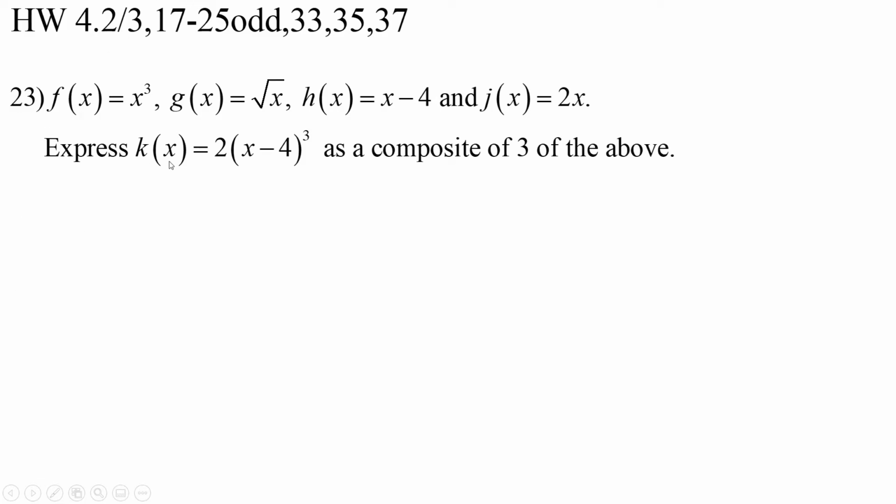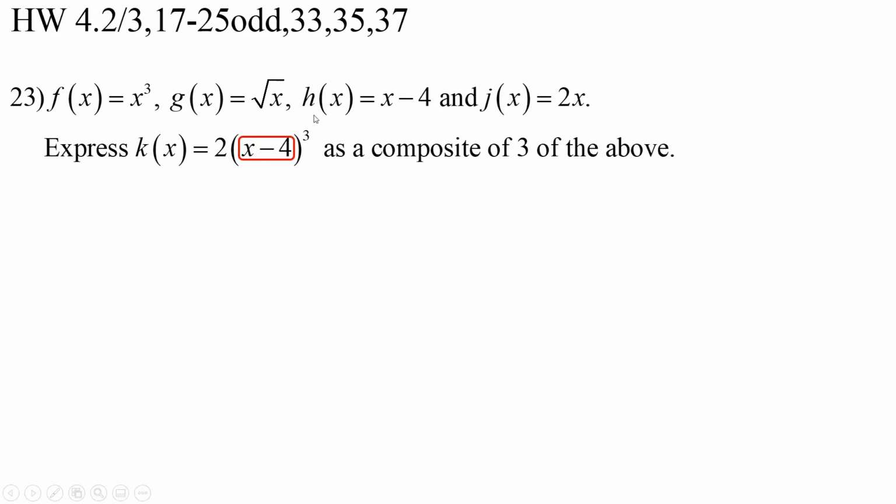Express k of x. Well, I don't see a k of x equals 2 times the quantity x minus 4 to the third power as a composite of 3 of the above 4 functions. Wow. All right, well, we better take this expression right here and see, we've got to start inside out. See that x minus 4 right there? Oh, that's h of x. So I'm gonna work a double composite equation inside out.